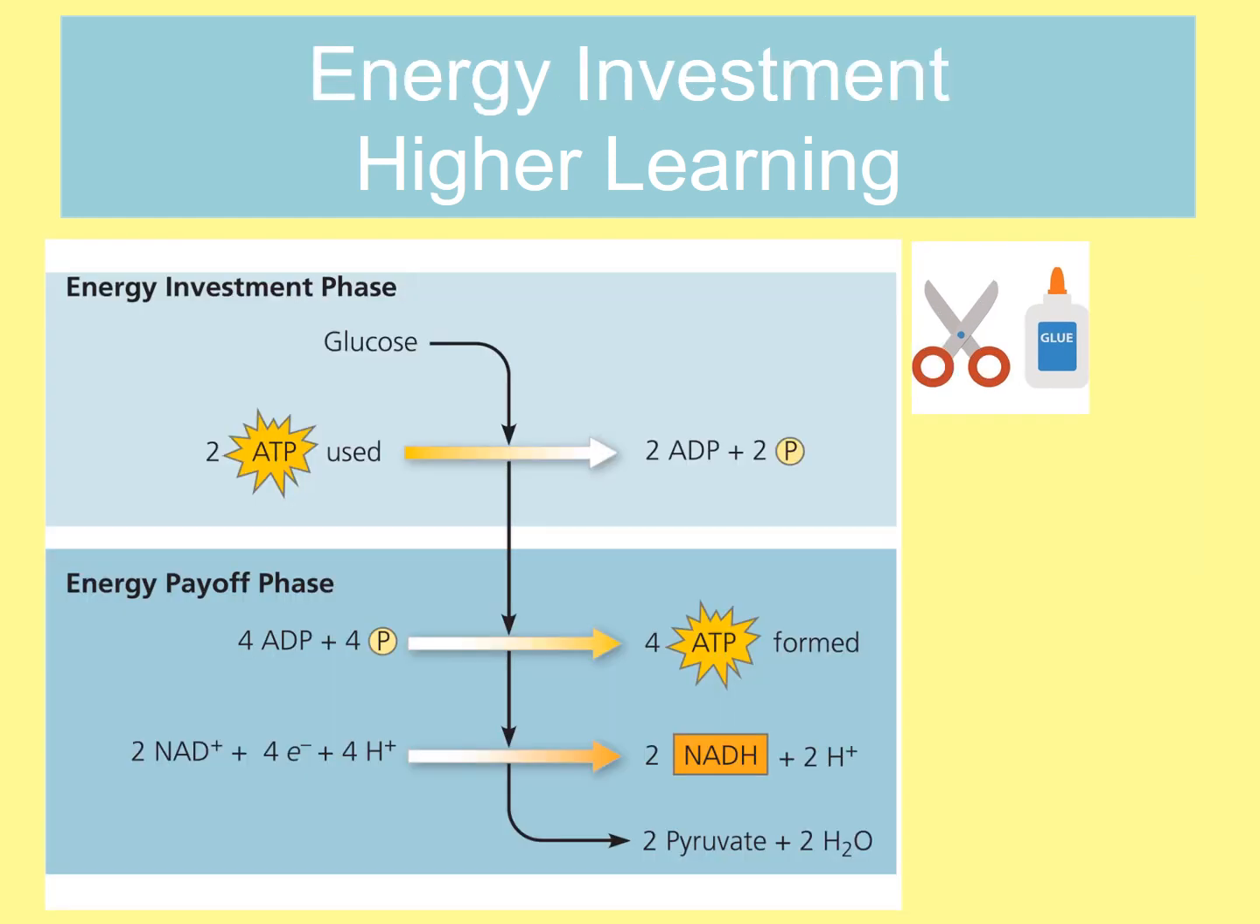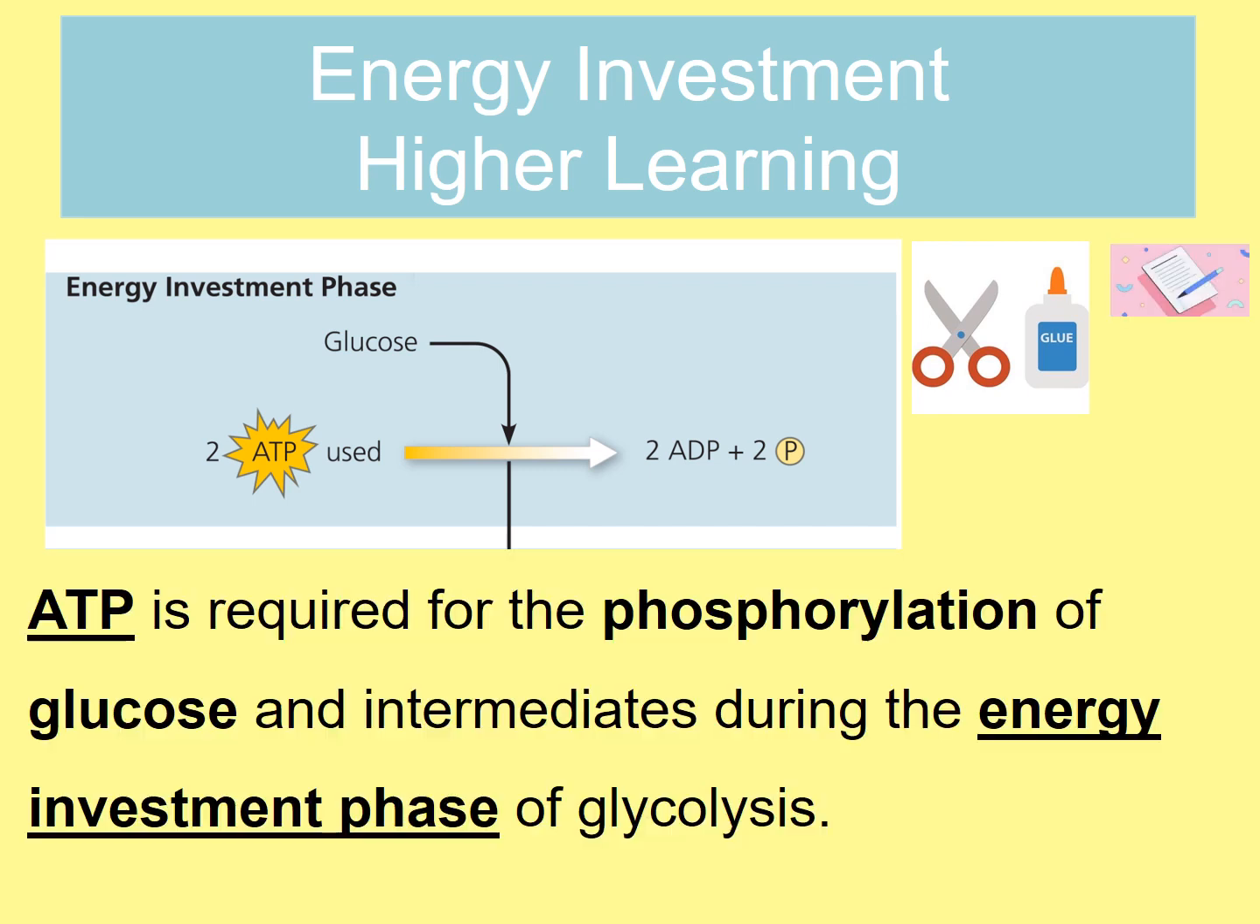As we've talked about in the last slide, there are 2 stages to the process of glycolysis. In the first half of the chain, we have what's called the energy investment phase, and in the second half of the chain, we have an energy payoff phase. If we can look at the first stage to begin with, we have the energy investment phase. Now, as the name would suggest, ATP is being invested here. This is a process of phosphorylation.